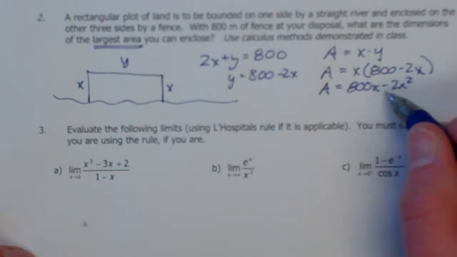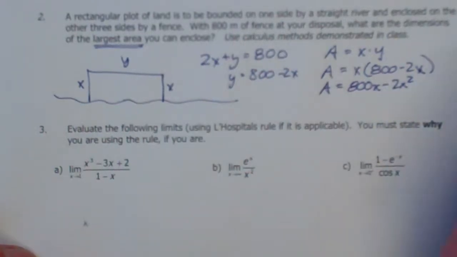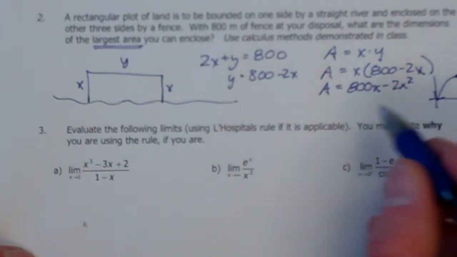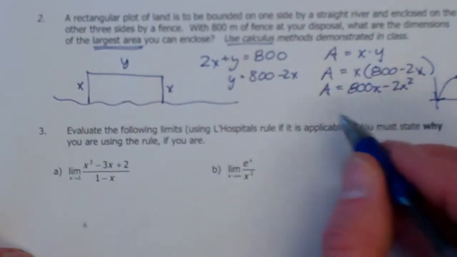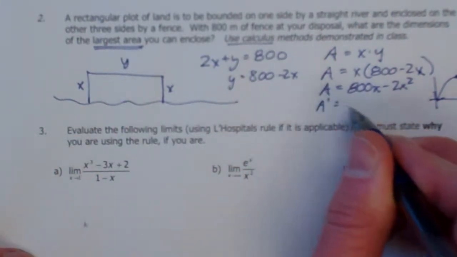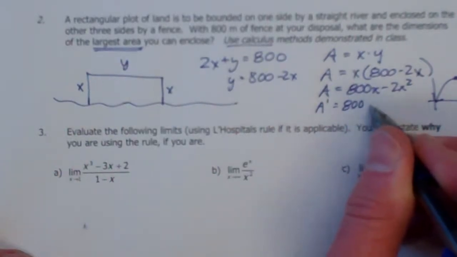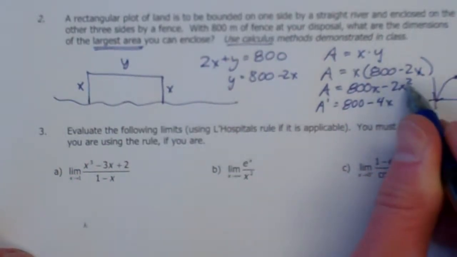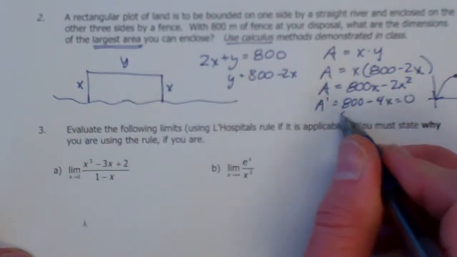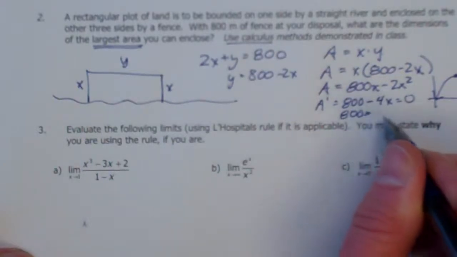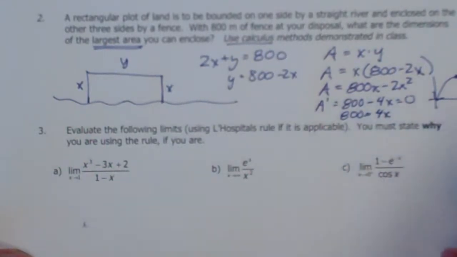So it's going to be a parabola. It's opening downwards because that's minus, so we've got some kind of a parabola that's going like this in our graph, and we're trying to find that maximum area. I could do minus b over 2a, but it says use calculus, so I'm going to do that by taking the derivative. A prime then is equal to 800 minus 4x, and if I solve this and set it equal to 0, I will get 800 equals 4x. So I divide both sides by 4, and x is equal to 200.